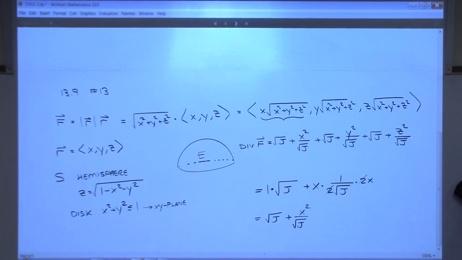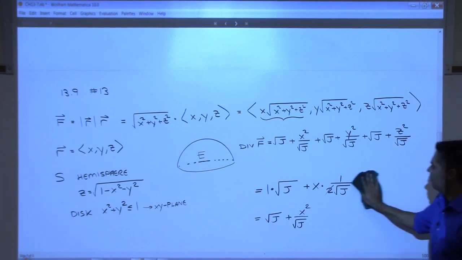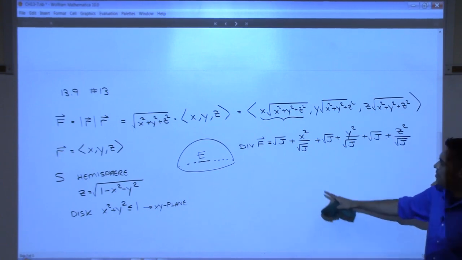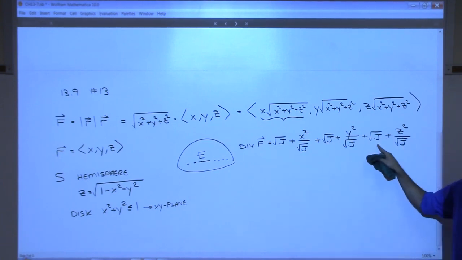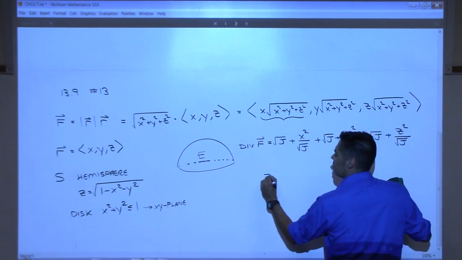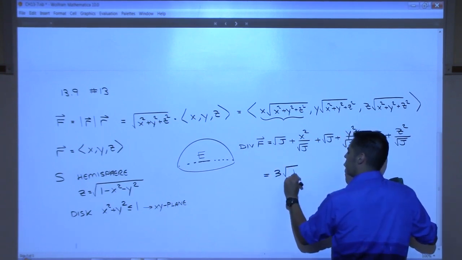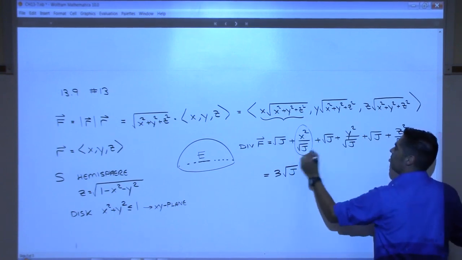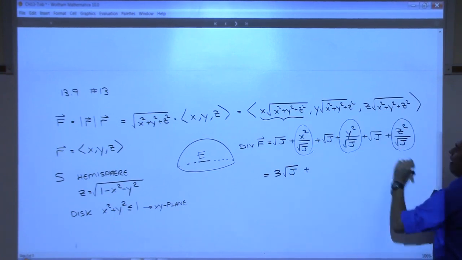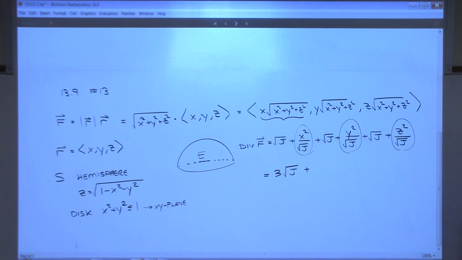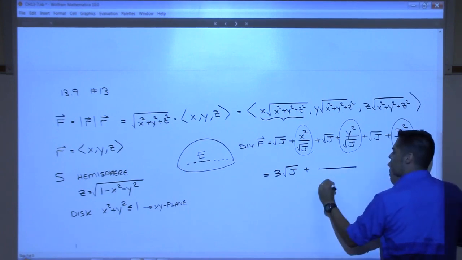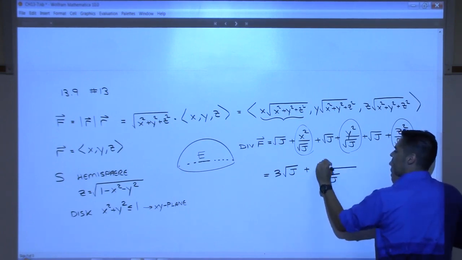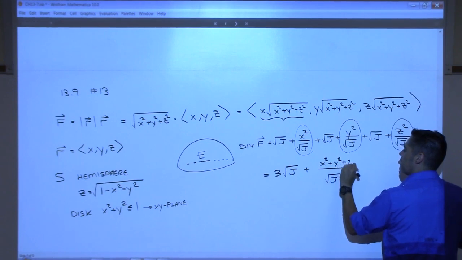All right. What can I do here? I've got 3 things that are identical. Root, root, root. So 3 of those. So this is 3 roots of junk plus, and then the things that remain all have a root junk on the bottom, right? So I can combine them together into one fraction, and I'll have root junk on the bottom, x squared plus y squared plus z squared.